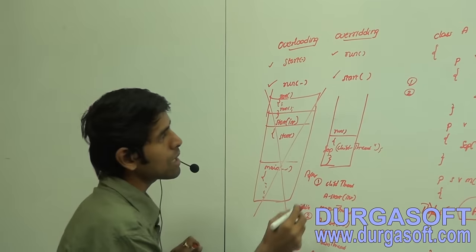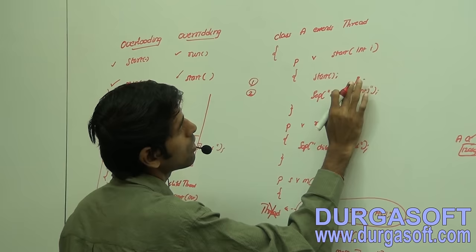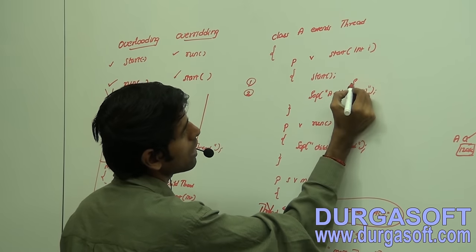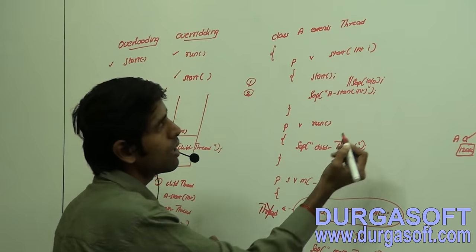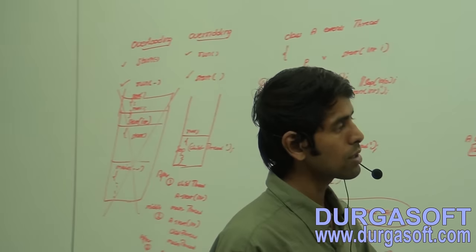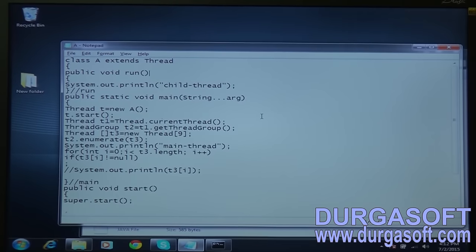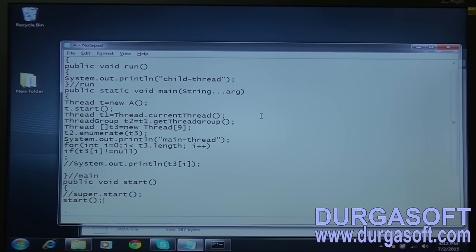Another one: let me take one exception-raising code here, 10 by 0. I explained this earlier, but let me make you notice it. It's very important. Now, same piece of code, let us go and execute, guys. We have to overload the start method. Earlier we called super.start, so instead of super.start, I'm going to call just start, and here it will be the overloaded start method.